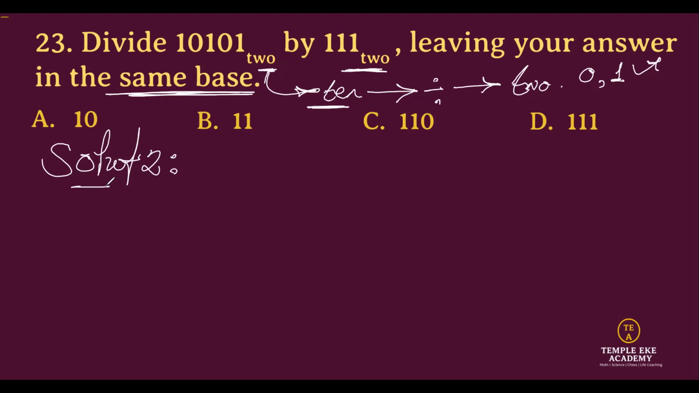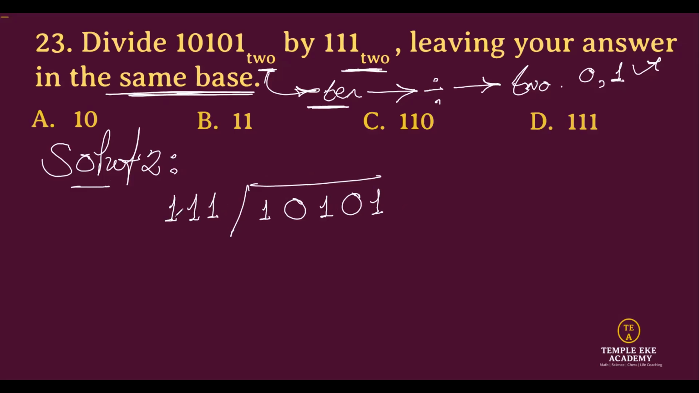Right. Now we set it up. The number to be divided, 1, 0, 1, 0, 1, divided by 1, 1, 1. Both numbers in base 2.